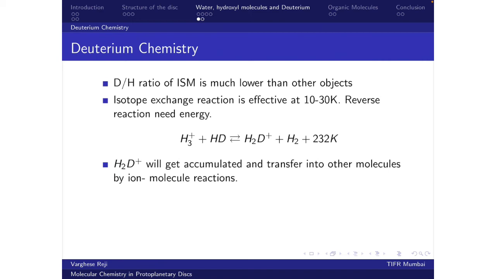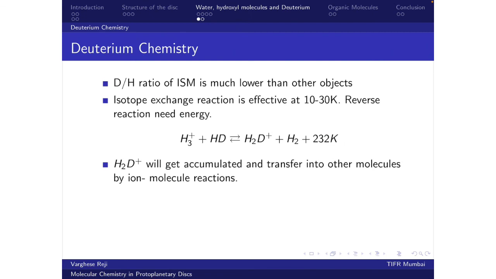We can observe from the above graph that the D/H ratio of ISM is substantially lower than that of comets, meteoroids, and other objects. Isotope exchange reaction is the case behind this. It works at temperatures ranging from 10 to 30 Kelvin. A reversible reaction can be seen here.